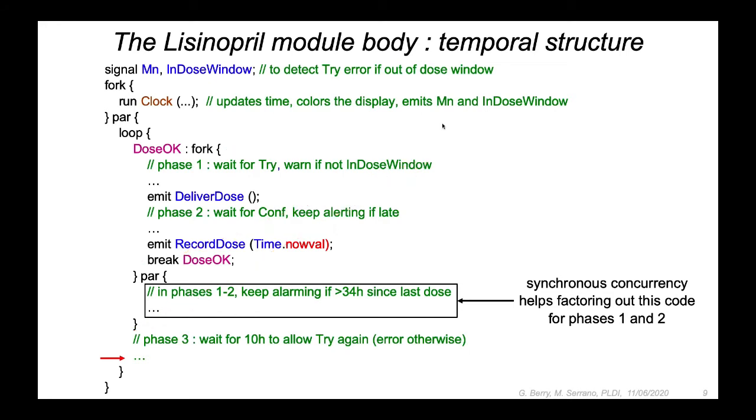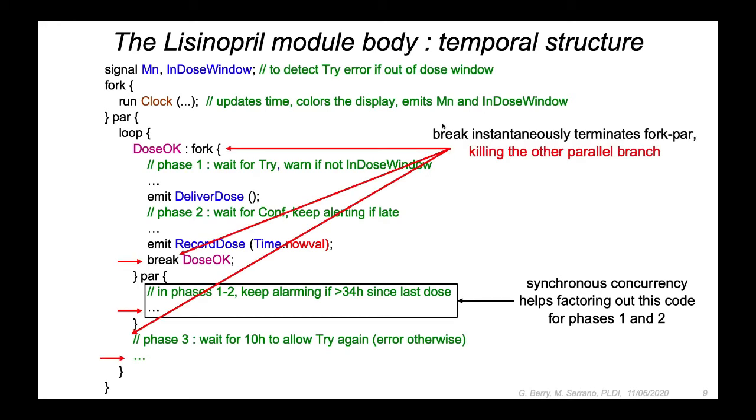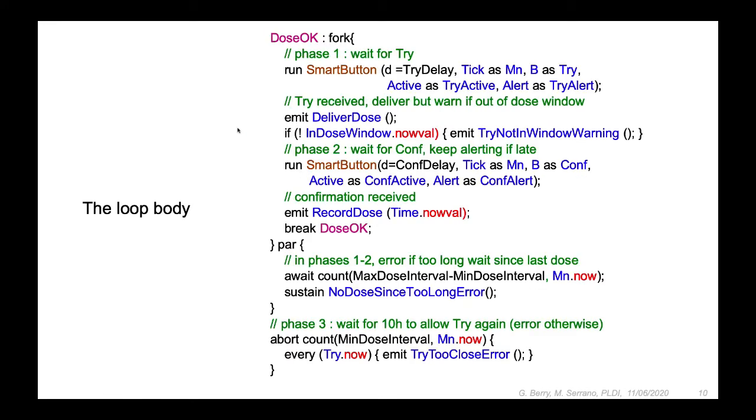Once phase 3 is finished, then we exit the loop and re-enter it again as before. So this temporal structure is made completely readable and obvious by the language itself, whereas it would be hidden in state variables in JavaScript or other classical languages. That's the main advantage of HipHop for programming reactive behaviors. To finish the code, here is the full loop body.